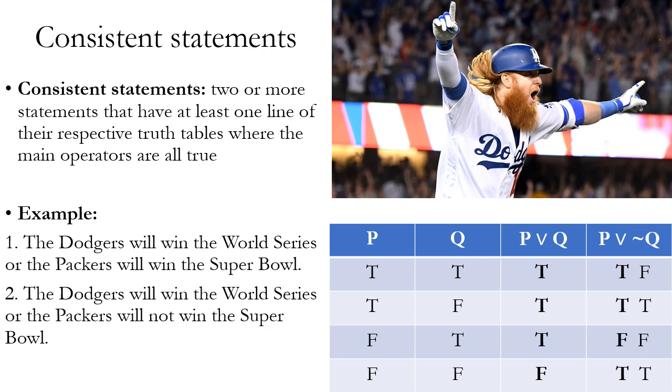And even though they don't have the same truth values on each row, so they're not equivalent, they do have 2 rows where they're both true, rows 1 and 2. So that makes them consistent statements. Also, you'll notice because the truth values are not the opposite on every row, they're not contradictory. So they're not equivalent, they're not contradictory, but they are consistent.